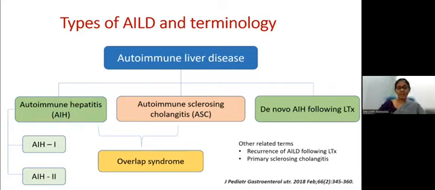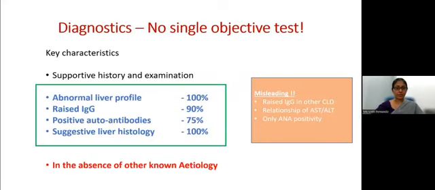So autoimmune hepatitis could be type 1 or 2. Diagnostics-wise, there is no single objective test. Unfortunately, if there were a genetic mutation, it would have been quite easier, but there is no single objective test. So these are the main characteristics you would look at. The liver profile would be abnormal 100% of the time. Raised immunoglobulin will be there 90% of the time. Positive autoantibodies 75% of the time, and suggestive liver histology 100% of the time.